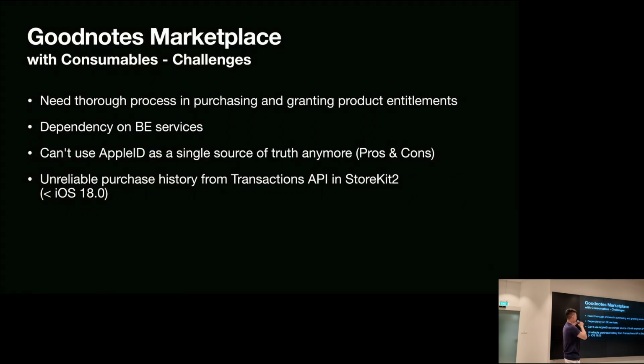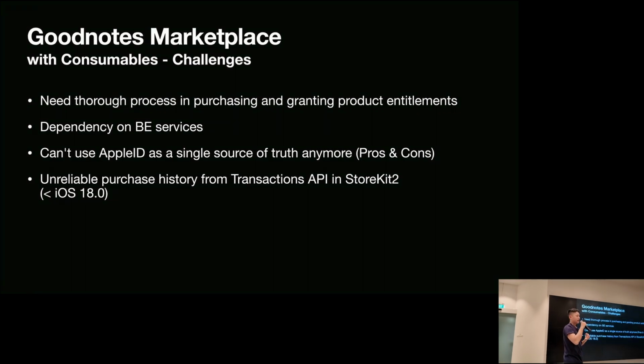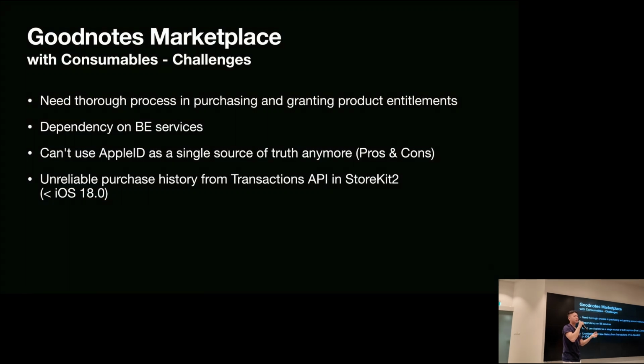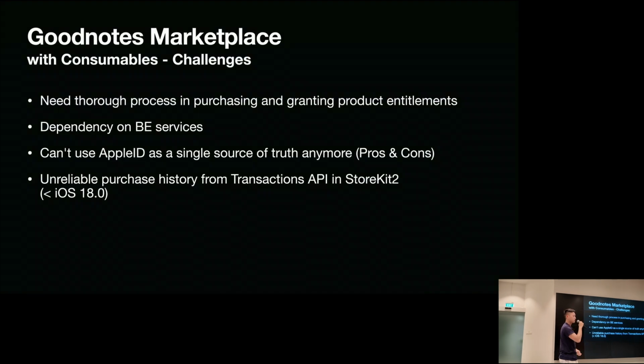And second is dependency on back-end services. With non-consumable purchases, it's very easy for us to check whether a user has access to a product or not, because we can just check whether their Apple ID has purchased this non-consumable or not. But we cannot do that anymore with consumable purchases. So we are heavily depending on our back-end services, and we can't use Apple ID as a single source of truth. Same thing for the web purchase history from the transactions API and StoreKit until iOS 18.